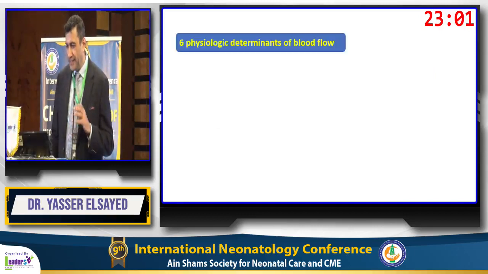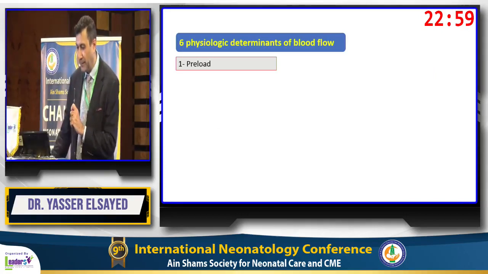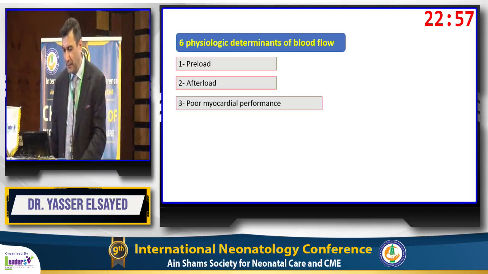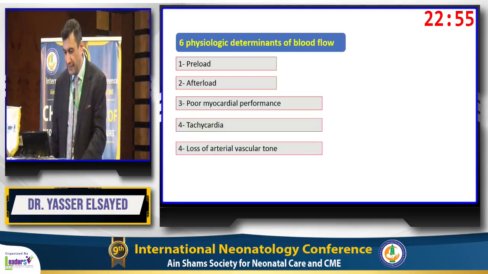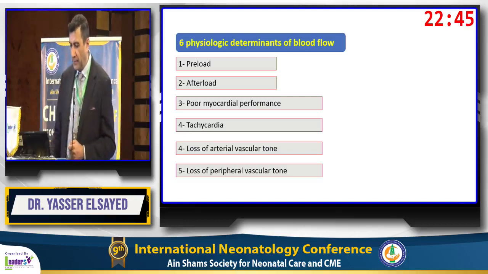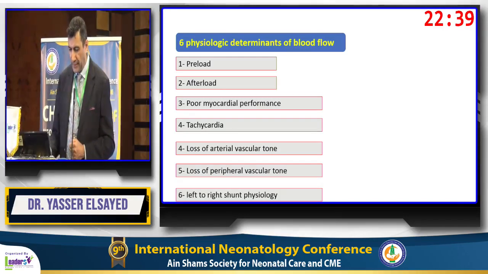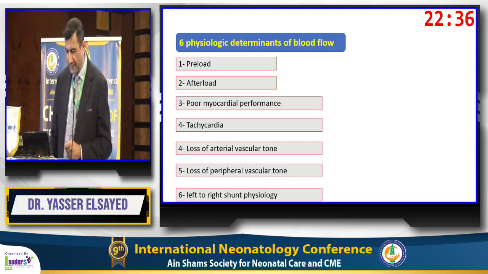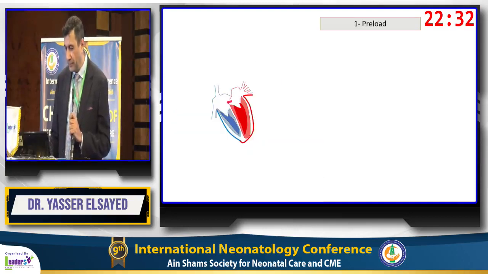So the physiologic determinants of blood flow: preload, afterload, poor myocardial performance, tachycardia or heart rate, and loss of arterial vascular resistance, which is loss of vascular tone, low systemic vascular resistance, or loss of peripheral vascular tone. Sorry, there are five. I repeated number four twice. And left-right shunt physiology. So let us start with the preload.